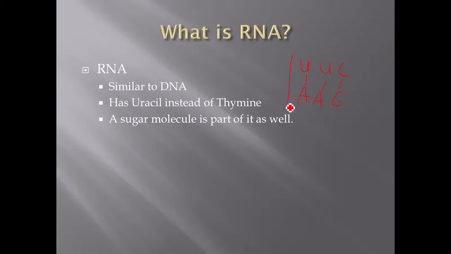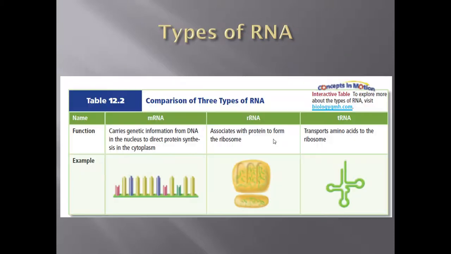That's the big difference that you guys will have to know, and it'll actually make a difference as you work through your problems. There is one other difference as well: the sugar molecule that's part of the RNA molecule is different from DNA. But the big one here, guys, is to understand that uracil is the big change. So rather than having thymine, you now have uracil.